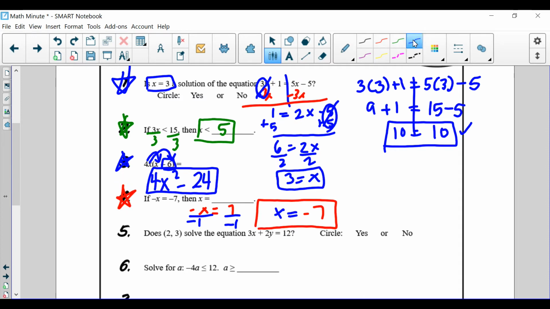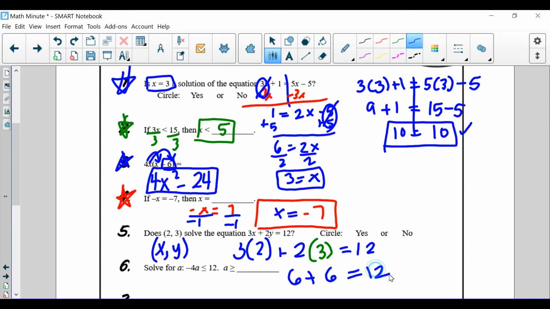Next we're going to talk about, is (2, 3) a solution to this? Now (2, 3) represents x and y, where we represent x with 2 and y with 3, and that's going to be equal to 12. So we have 3 times 2, which is 6, plus another 6. Is that equal to 12? Yes, it is, so it is true.